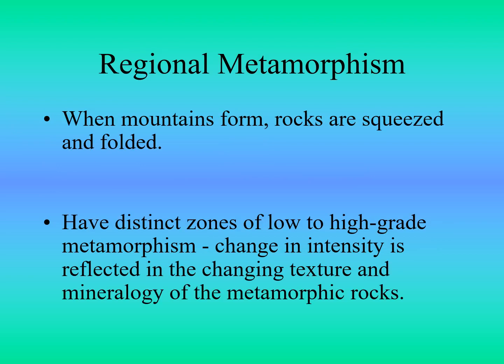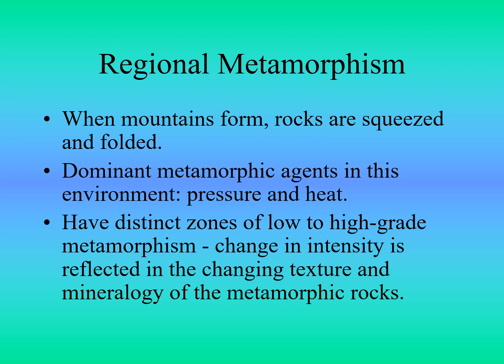Then we have regional metamorphism. So this is when mountains form, so rocks are being squeezed and folded. And so the dominant metamorphic agents here are heat and pressure. Regional metamorphosed rocks can be low to high grade, so slate to gneiss. And the change in intensity is reflected in the changes in the textures that we see, like the foliation textures and whatnot.